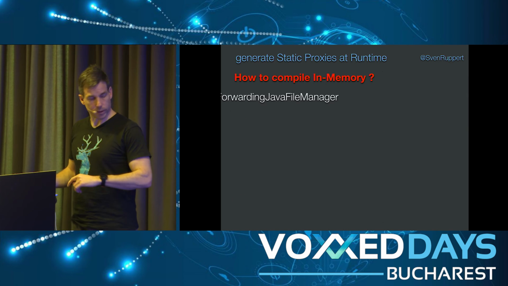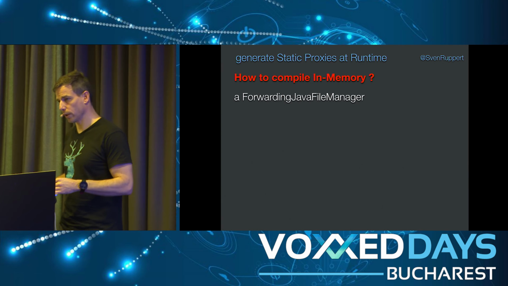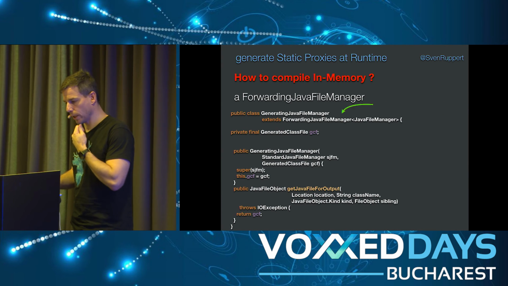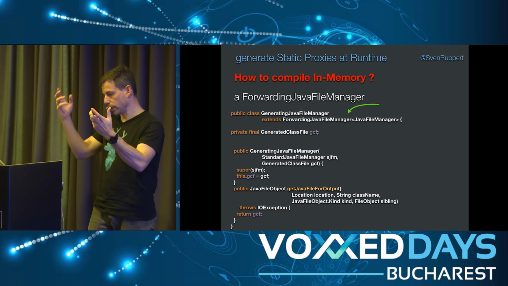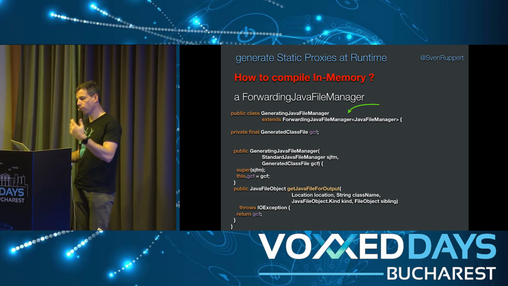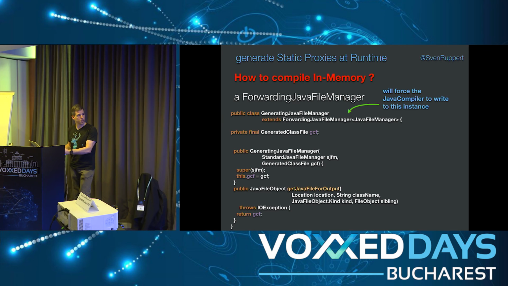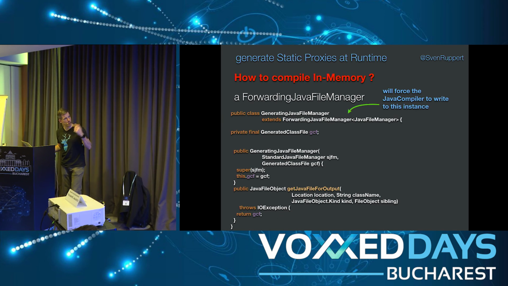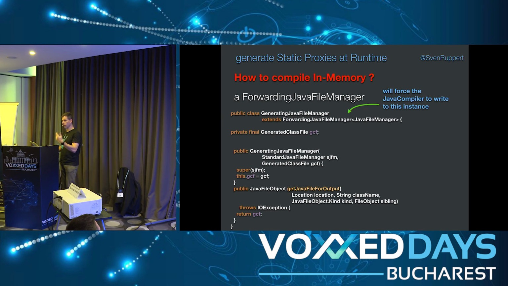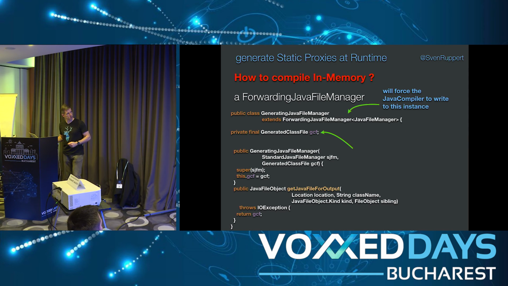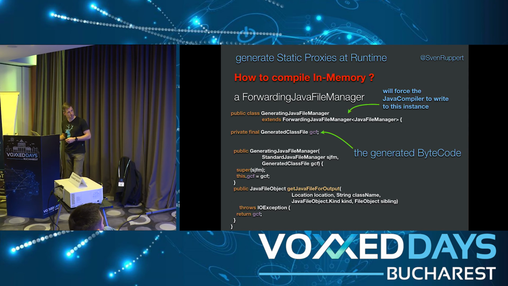The compiling process itself, well, read it if you need it. But the main thing is that you have to combine now the source code and the bytecode, and this can be done in this ForwardingJavaFileManager. And this will force the Java compiler to write immediately into my in-memory holder instead of a round trip over the hard disk. And then we have this generated class file.